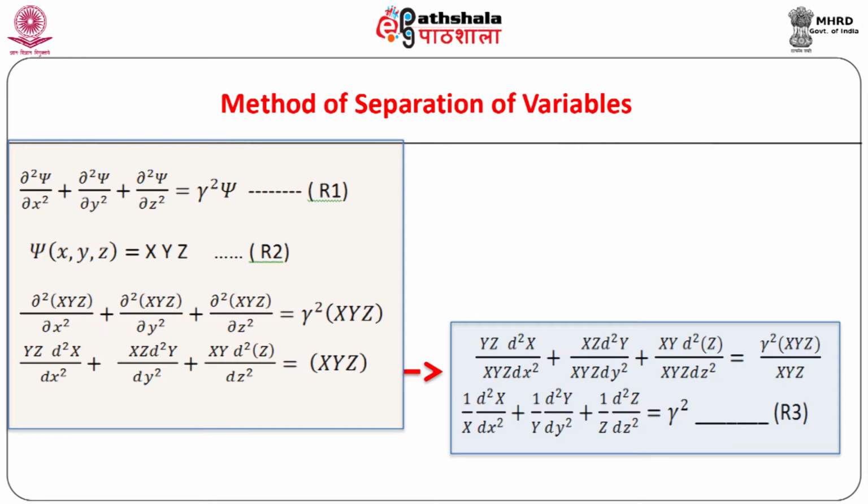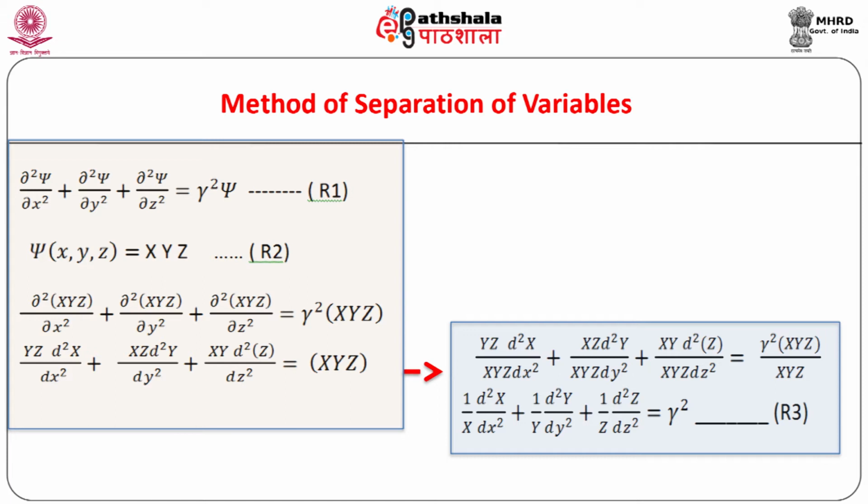Now, let psi of x y z be written as a product x into y into z, where x, y, z are functions of x, y and z coordinate respectively. Substituting R2 in equation R1 and then dividing by psi, we get equation R3 as shown.